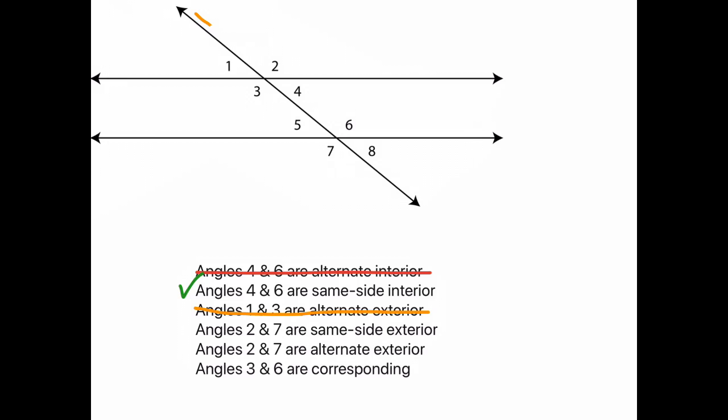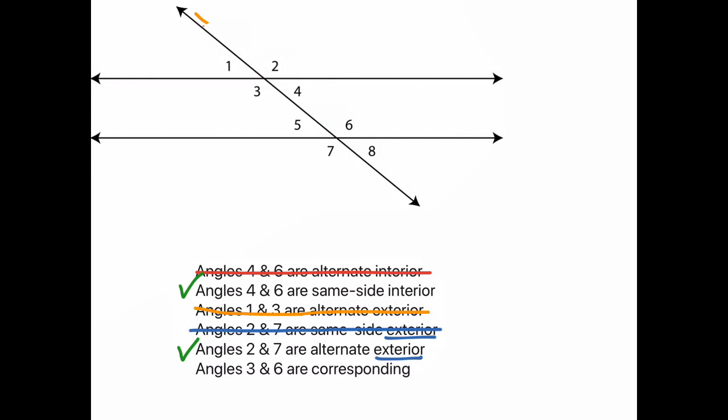All right, let's try the next one. Angles 2 and 7. Well, they're both outside of the parallel lines on the exterior here. So exterior, exterior. So we know that part is correct. Now the question is, are they on the same side of this red transversal or on alternate sides of the red transversal? The 2 is on the right, the 7 is on the left. So that makes the alternate exterior accurate, and same side exterior is inaccurate.